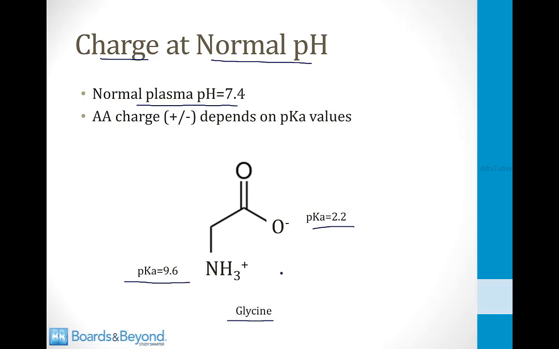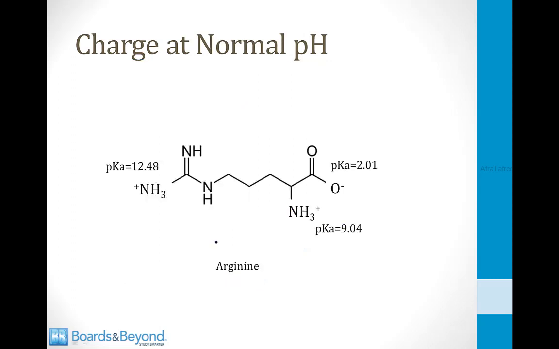This means that the carboxylic acid group is likely to be deprotonated and have a negative charge, and the amino group is likely to be protonated and have a positive charge. And the negative and positive charges will cancel out, so that overall glycine at plasma pH usually has no net charge. Contrast that with arginine, which is an amino acid with 3 pKa values.